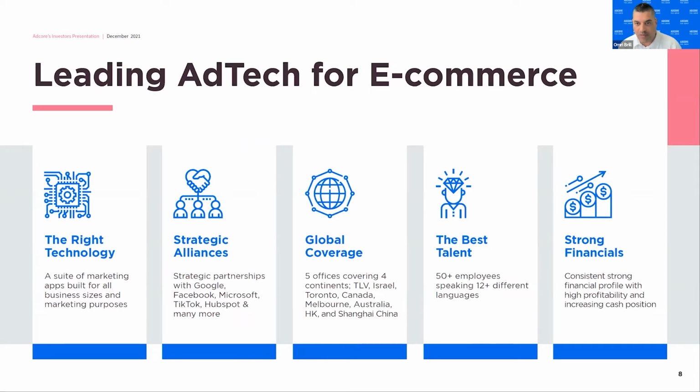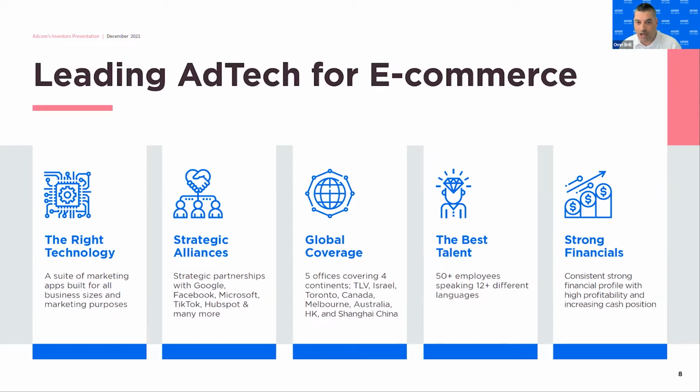Adcore is in a perfect position to lead the space of AdTech for e-commerce. We have the right technology offering, which Martijn is going to elaborate on a bit more later in this webinar. We have strategic alliances with all the major networks: Google, Facebook, Microsoft, TikTok, and many others. We have very good global coverage, 5 offices covering 4 different continents. The headquarters are in Tel Aviv, Israel, another very successful office in Melbourne, Australia, Toronto, Canada, and 2 offices in China, 1 in Hong Kong and 1 in Shanghai.